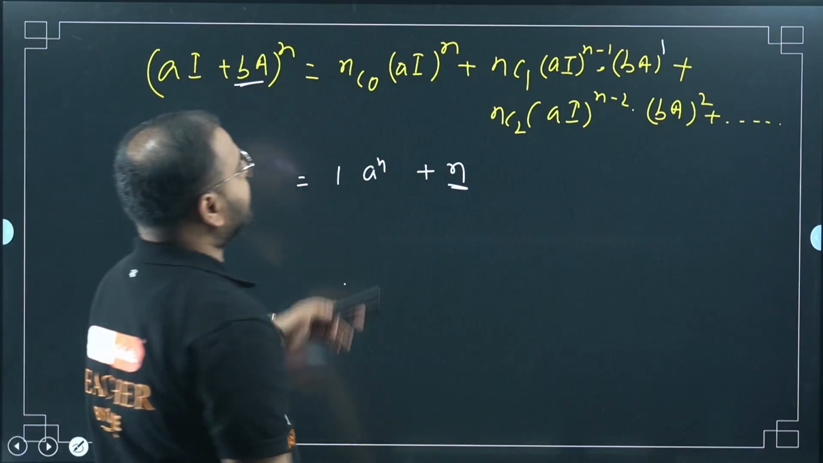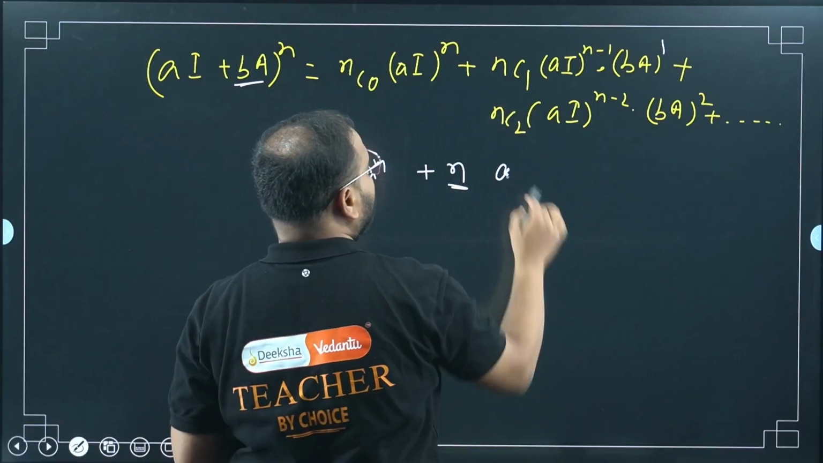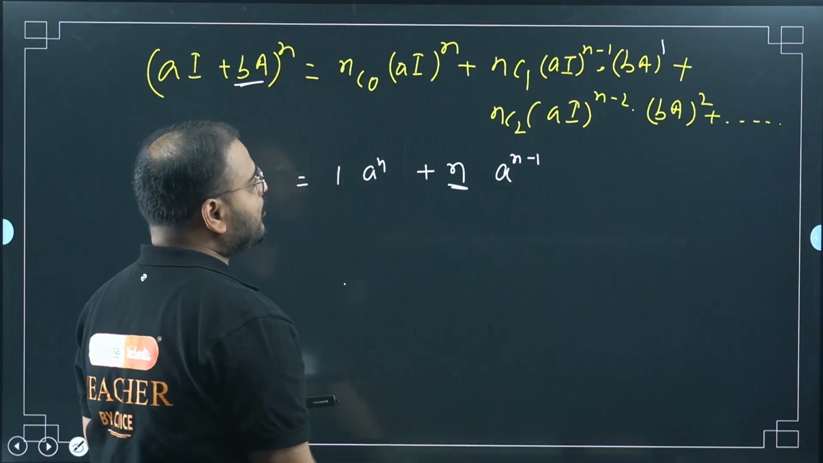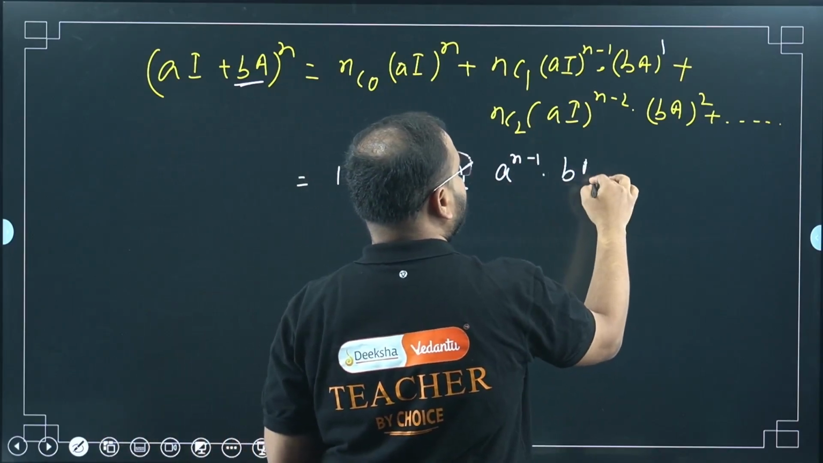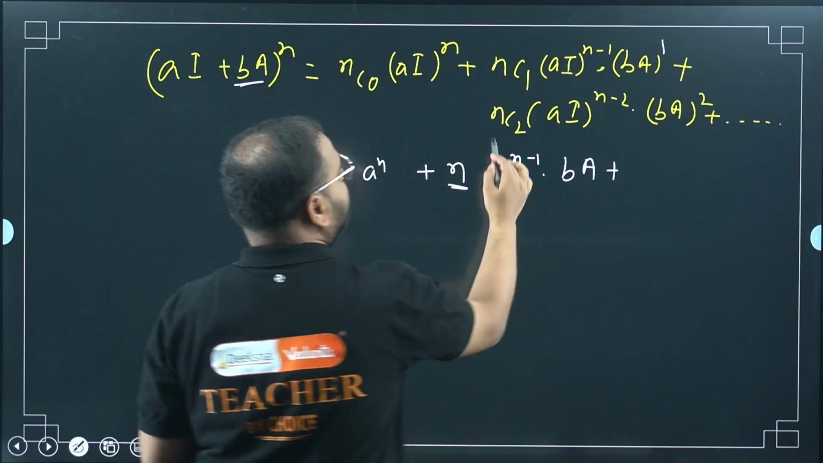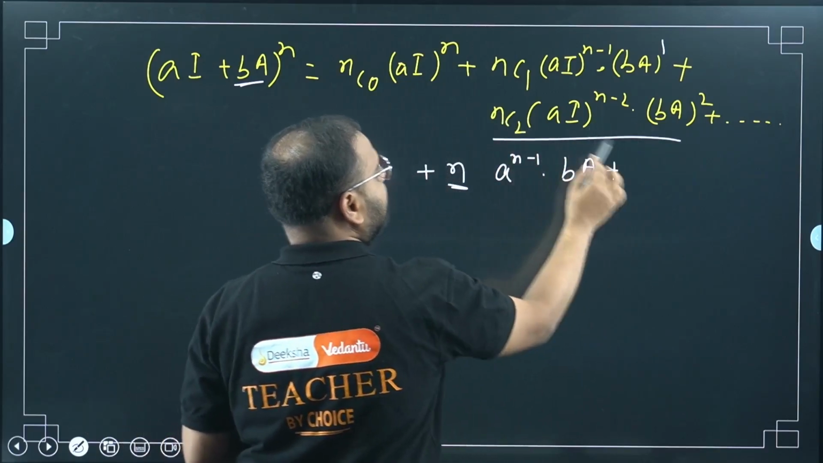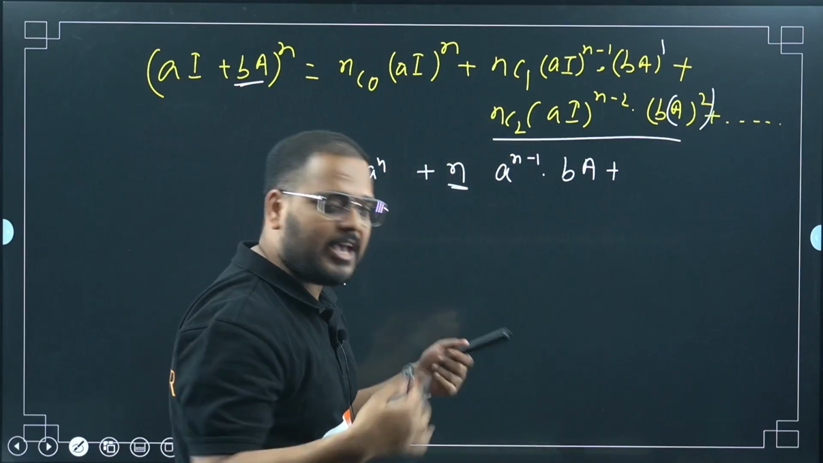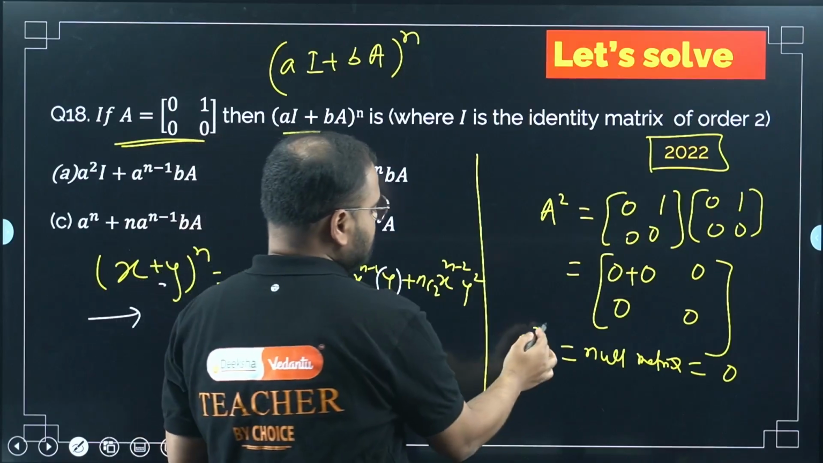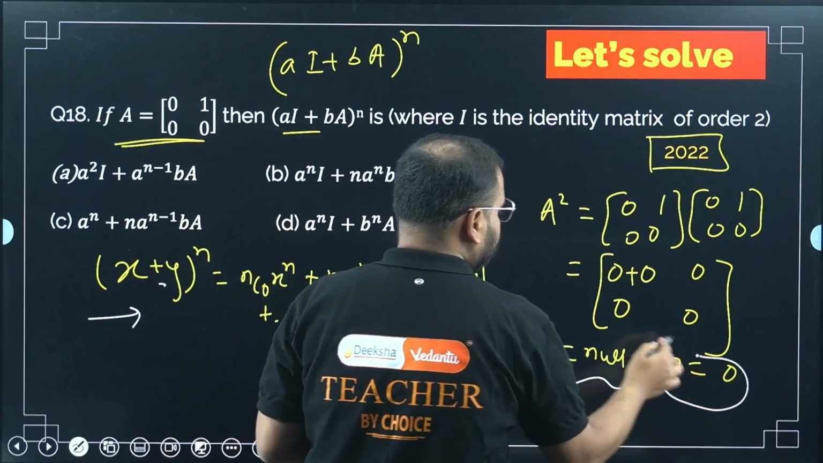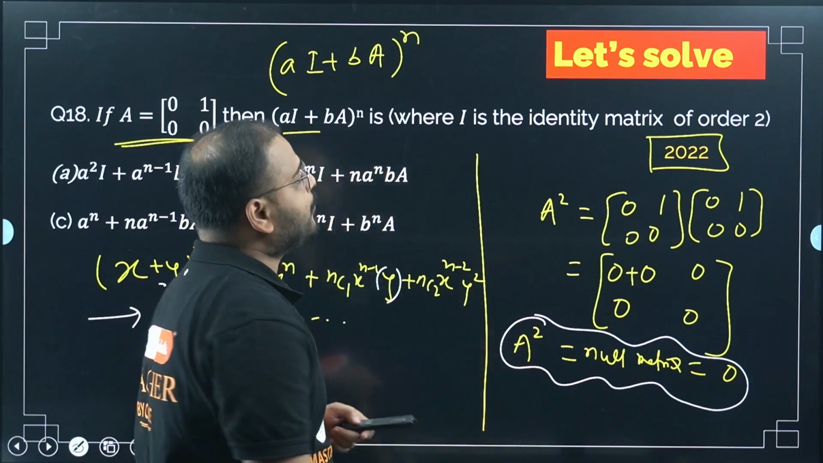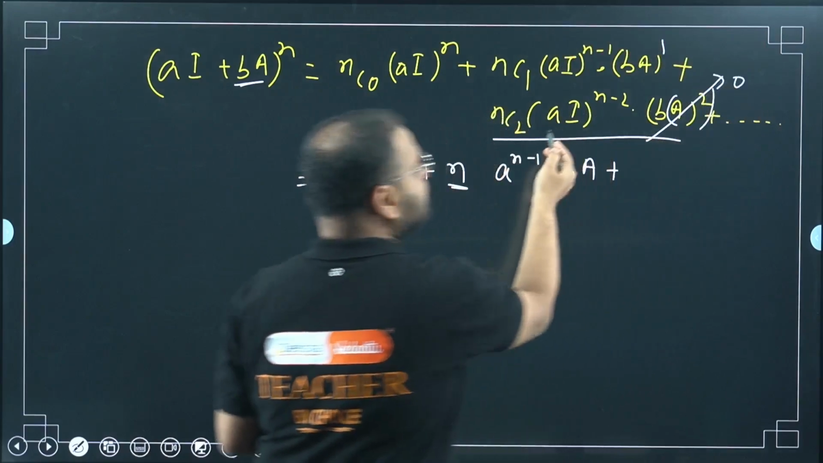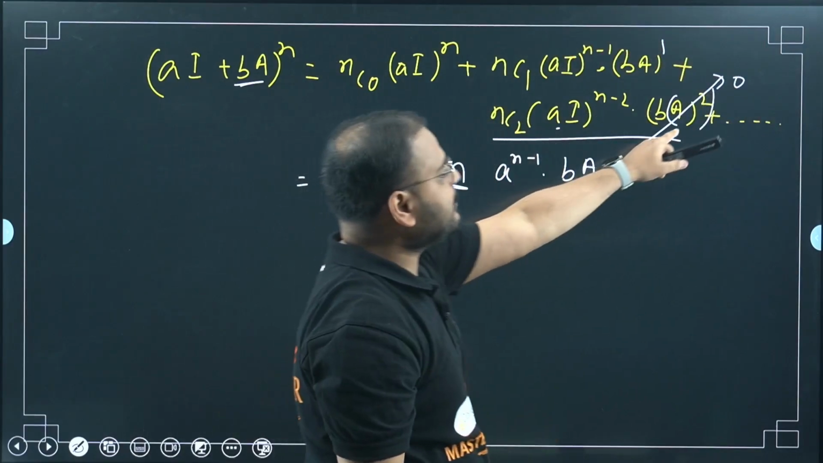Okay. So n. What about this? Simply a power n minus 1. I don't have to write I power n minus 1 because it will be 1 only. What about this? BA. Now look at this term. Everything is there, but this also has a square. B square, a square, right? So a square is there. And what did we get a square as? A square was 0. Means this term will be 0. Anything multiplied with 0 will be 0.